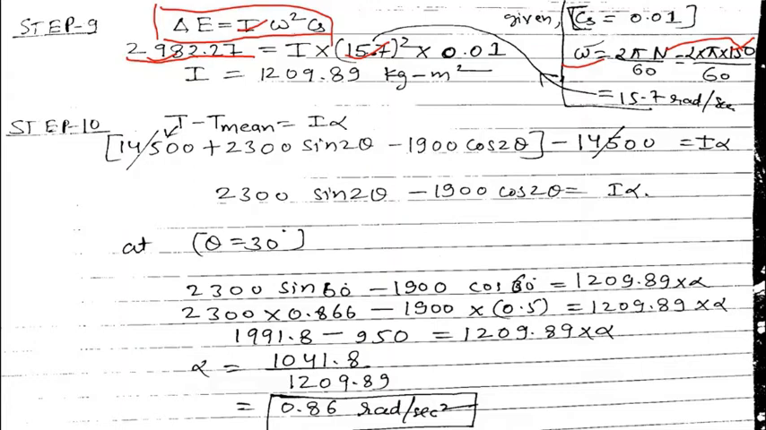So we will take the value of n as 150 RPM here, and when you calculate this particular expression, you will find that the value of omega will come out to be 15.7 radian per second. And when you substitute this value of omega here, then you will calculate the value of 15.7 raised to power 2.